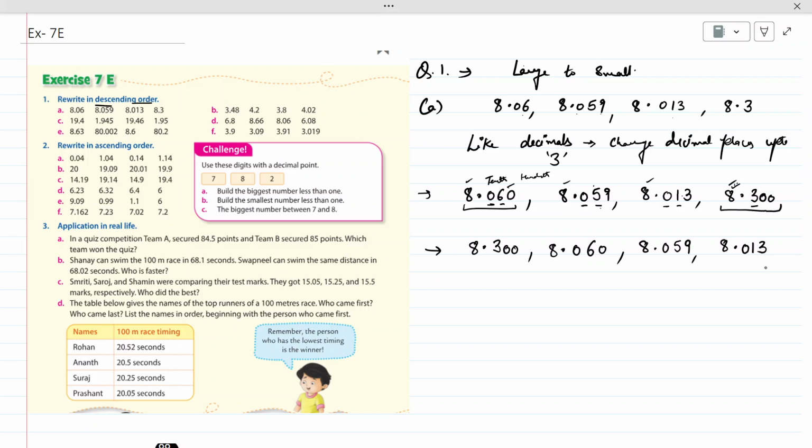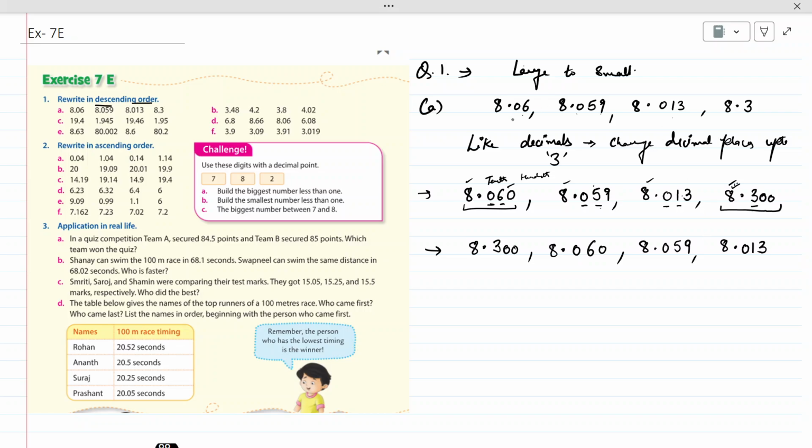Okay, so here we have arranged all the given decimal numbers into descending order, and I hope you have understood how we have done it. We have compared the whole numbers, that is the number at the ones place, which was the same, then we have moved on to the 10th place, 100th place accordingly, and we have written the numbers.